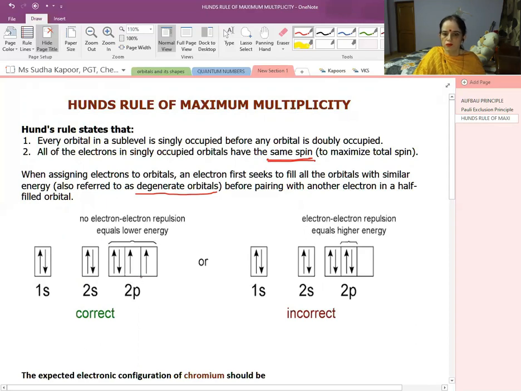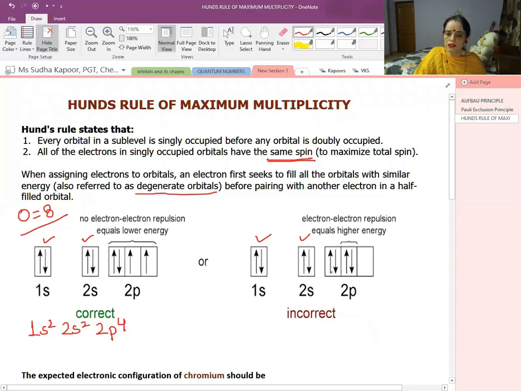So let us see one example here. This is the case of oxygen, which has 8 electrons. Its configuration in general writing is 1s2, 2s2 and 2p4. But how is this 2p4 present? 1s2 and 2s2 are correct in both the cases, following the Pauli's rule, clockwise and anticlockwise. But how to represent 2p4?